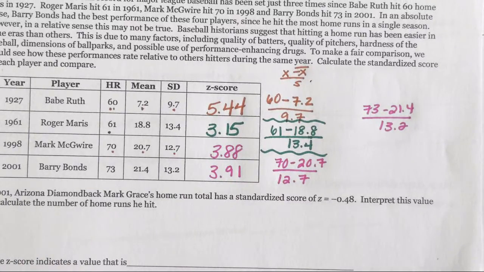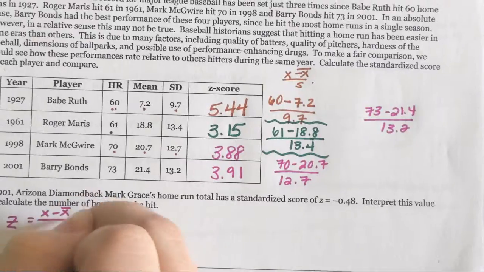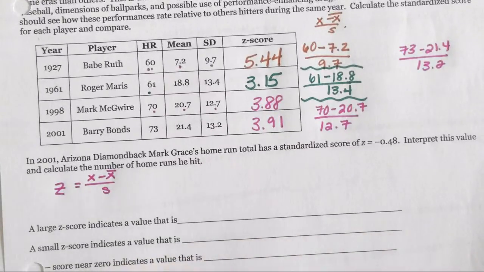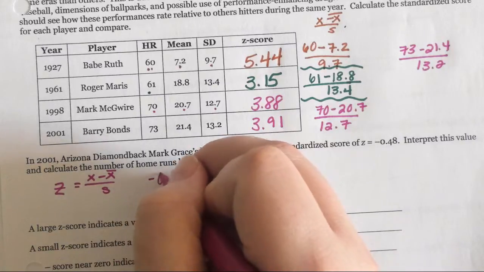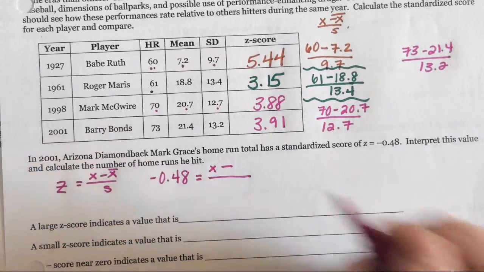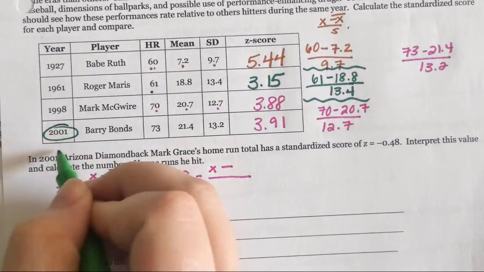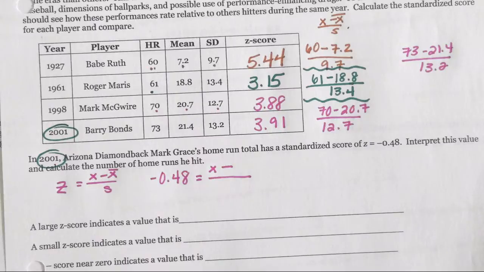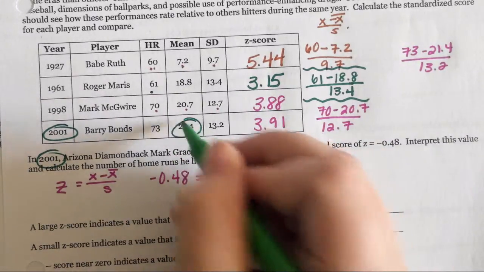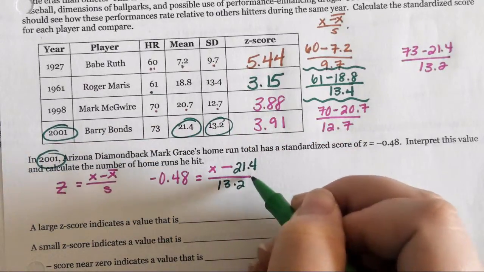Okay. We can still calculate this. It's supposed to be z equals x minus x bar over s. They told us the z, so that's negative 0.48. We don't know the x, but we know the x bar and the s. Because this player did it in 2001, let's use that information from 2001. So x bar is 21.4, and the standard deviation is 13.2. Perfect.